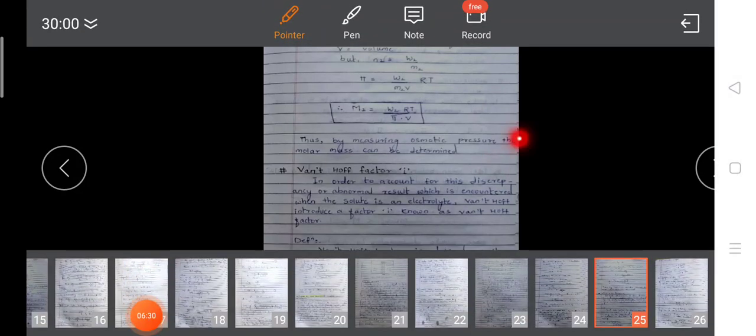Then we come to know what the Van't Hoff factor i is. Define the Van't Hoff factor i, or explain the Van't Hoff factor i. Why is the Van't Hoff factor i there? To account for the discrepancy, or abnormal results, which are encountered when the solute is an electrolyte. At that time, Van't Hoff introduced a new factor, that is i, known as the Van't Hoff factor. The Van't Hoff factor is defined as the ratio of the observed value of the colligative property to the theoretical, or expected, or calculated, or ideal value of the colligative property. That is the definition of the Van't Hoff factor i, that we have to remember.